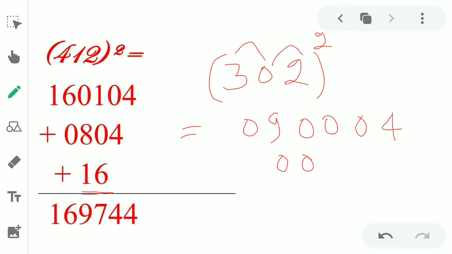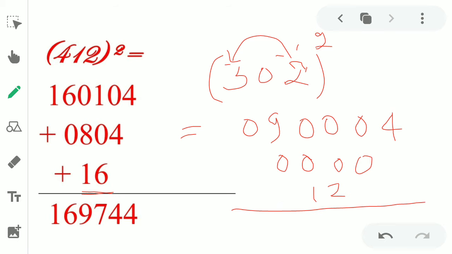We will multiply these numbers. 0 multiplied by 2, we will double it, which is 000. And at last we will multiply these digits, 3 and 2. 3 times 2 is 6. We will double it, which is 12. So on adding, we will get this. Therefore, square of 302 is equal to 91,204, which is the answer.